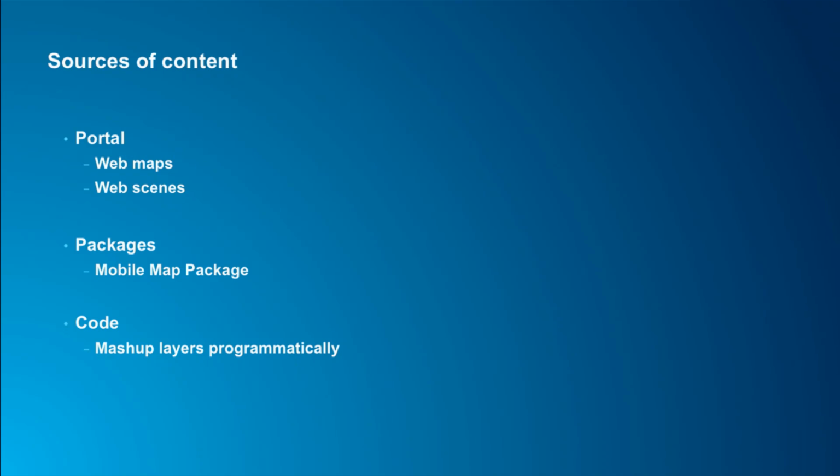So those are all the different types of layers that you have in your maps and scenes, but your maps and scenes can live in a variety of different places. For instance, they might live on the portal as web maps or web scenes. We've now made it possible for you to take the whole map offline using mobile map packages. And sometimes you may not be using a pre-authored map either in the portal or in the package. You may just create the map programmatically by mashing up a number of different layers in your application. That's perfectly fine as well.